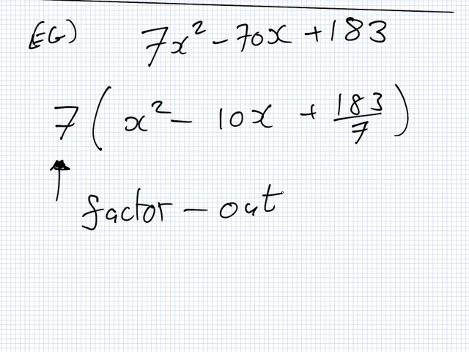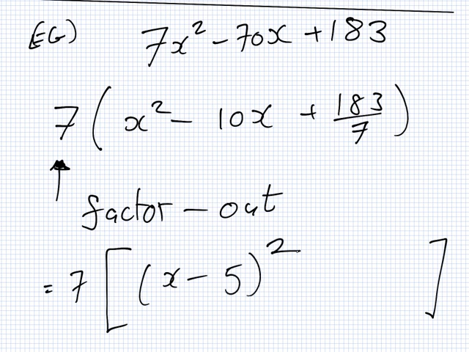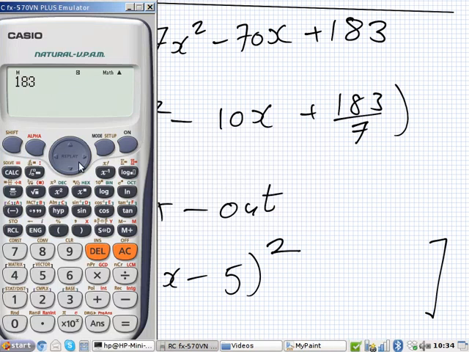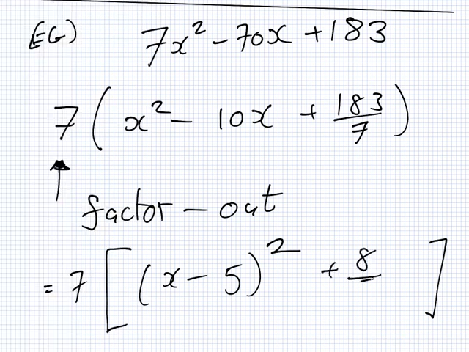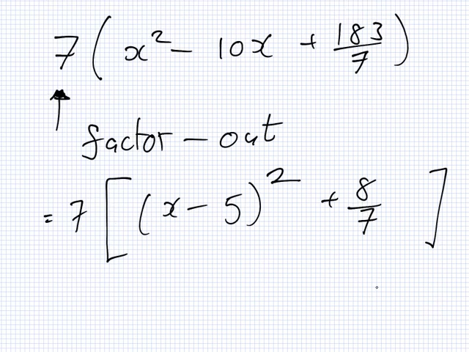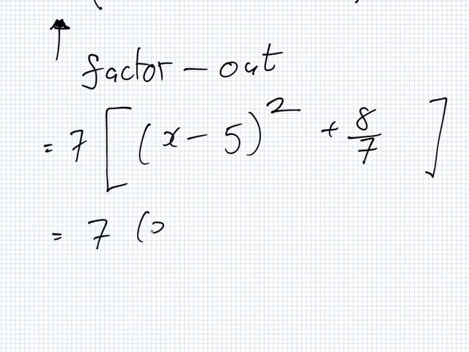Okay, so now that we've factored out the 7, what we're left with on the inside is just what we did a minute ago. So that would be 7, big brackets, x minus 5 squared. And then for the second part, I'll need 183 over 7 minus 25. 8 over 7, yeah. There's one step left to do. What should I do next, do you think? Expand, yeah. Put the 7 back in. So that'll be 7, x minus 5 squared, plus 8. The 7 goes back in on both.